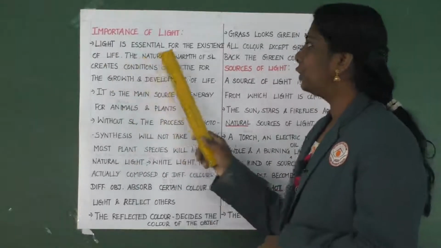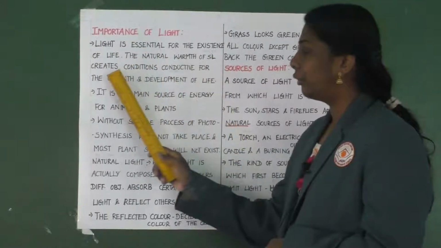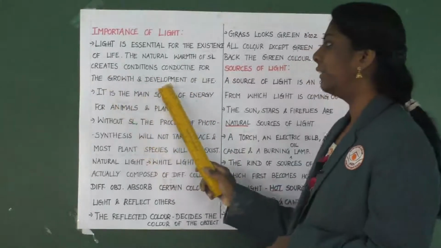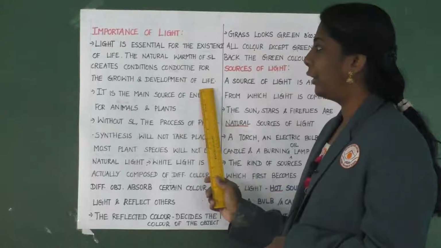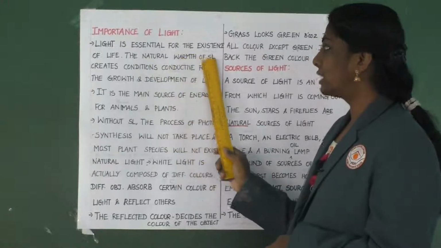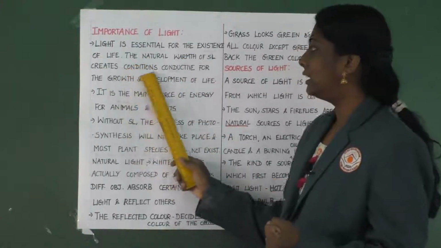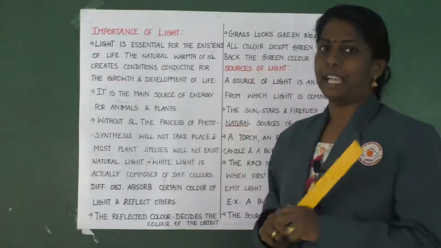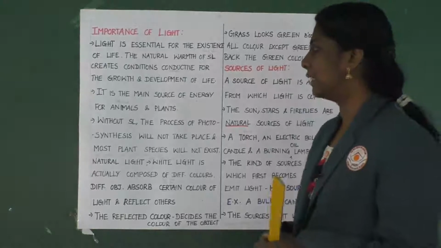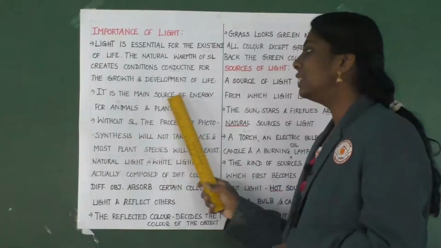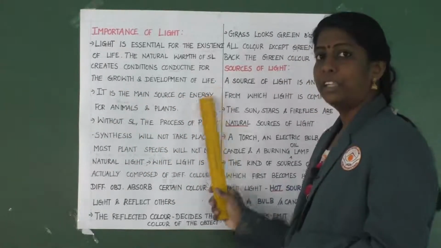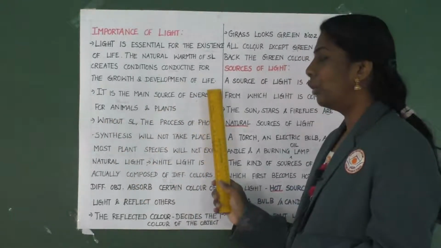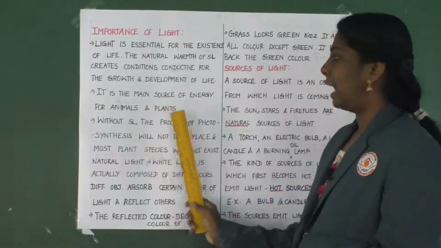Then the natural warmth of sunlight creates conditions conducive for the growth and development of life. I repeat, the natural warmth of sunlight creates conditions which are suitable for growth and development of life. Clear children? Yes. Then it is the main source of energy. Which one? Light. Light is the main source of energy for animals and plants.